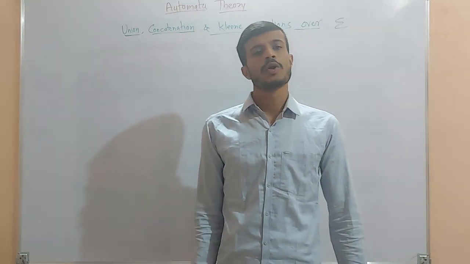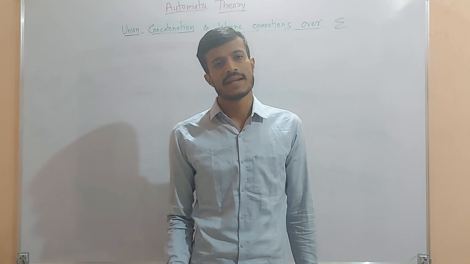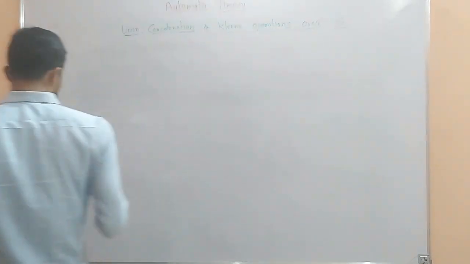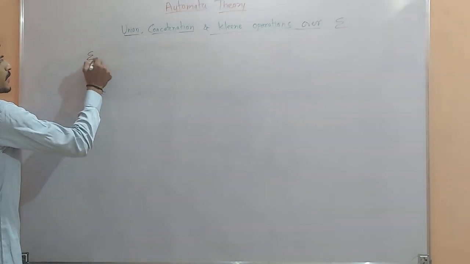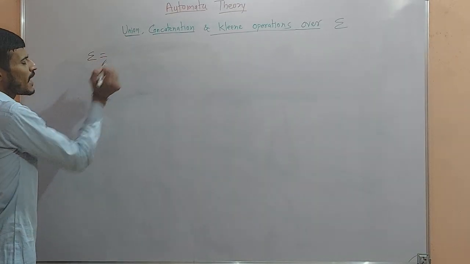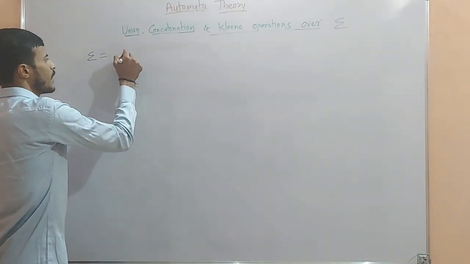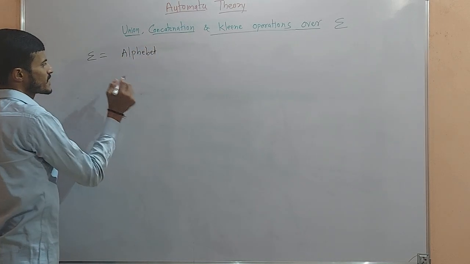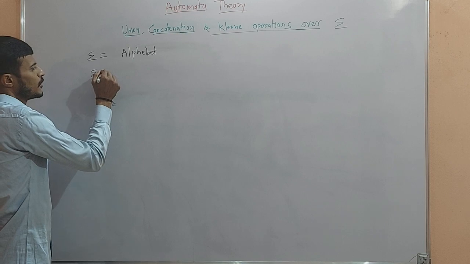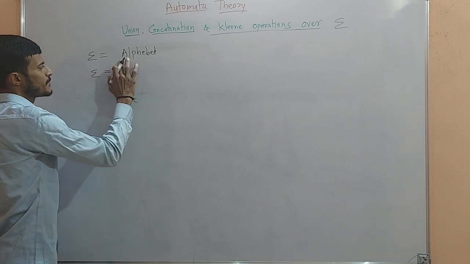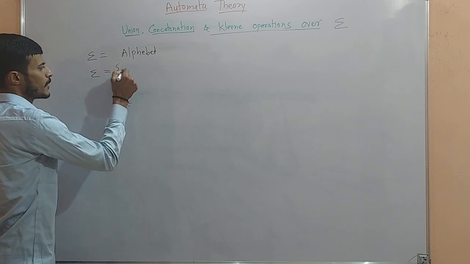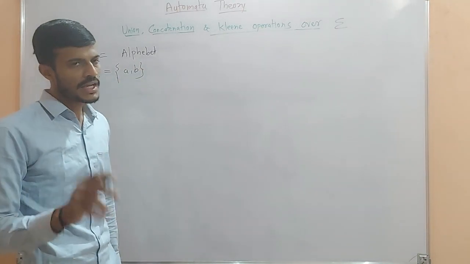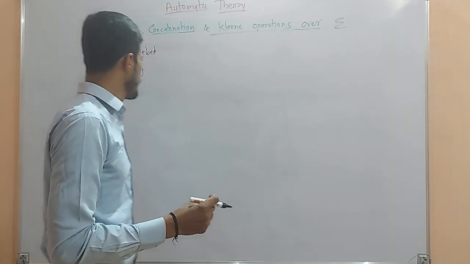In today's lecture, we are going to discuss what is meant by union, concatenation and Kleene operation over the alphabet. Sigma is the notation for alphabet. So let us consider we have two alphabets, A and B, for constructing strings as well as languages.